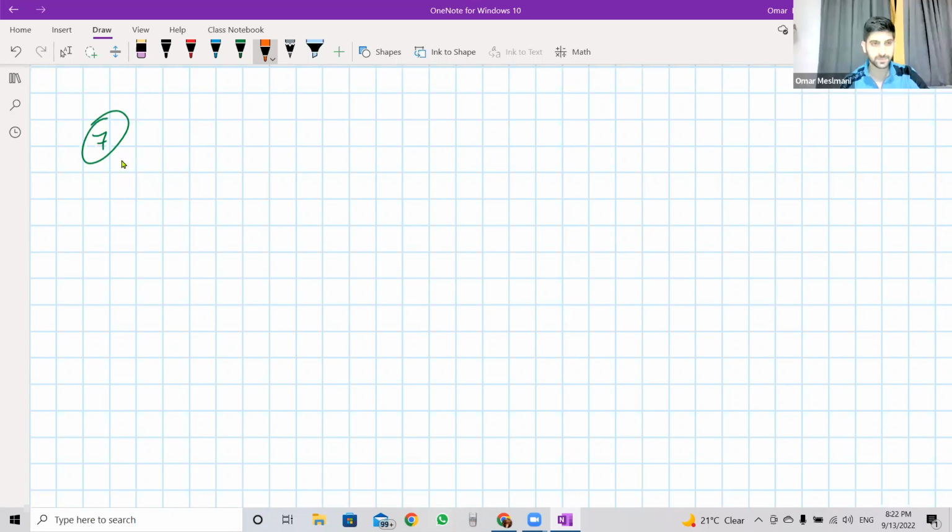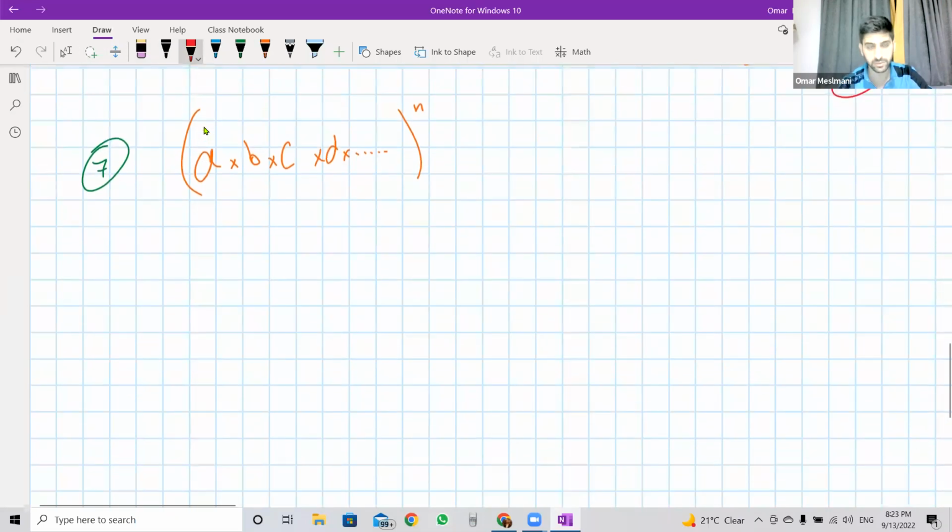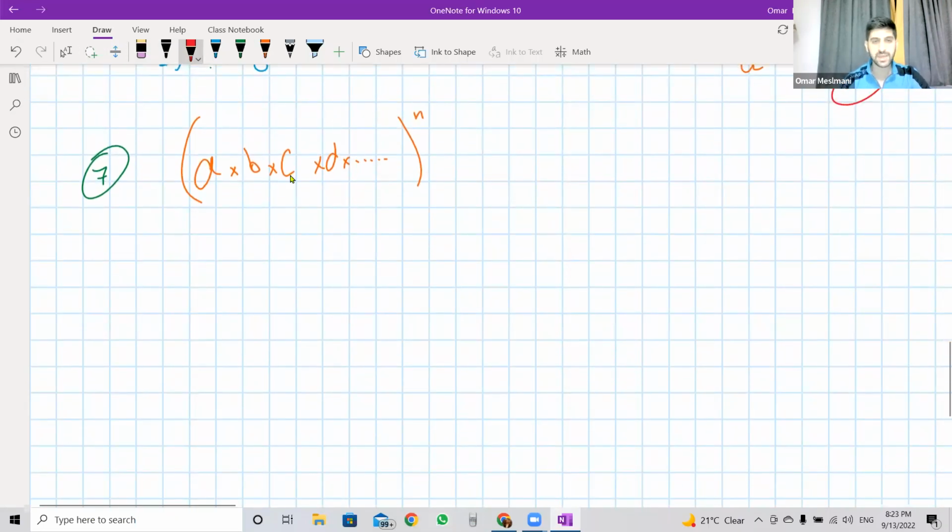Rule number 7. It's about once you have a power n. Or wait, I'm going to give it to you a different way. It's once you have a bracket, and inside the bracket there is A times B times C times D, and all of them to the power of n. Look for this rule. This is so good. Again, A, B, C, D, and inside only and only and only multiplication.